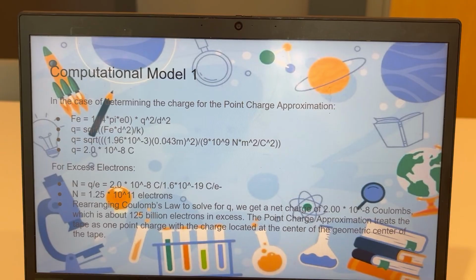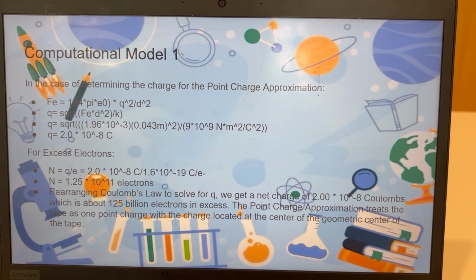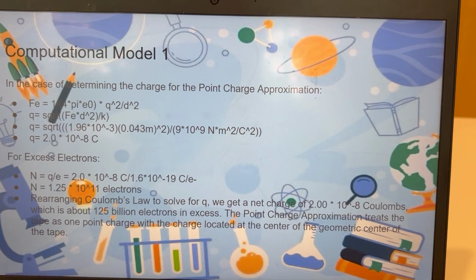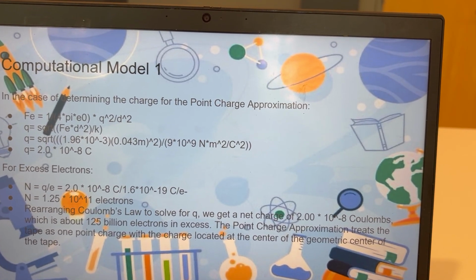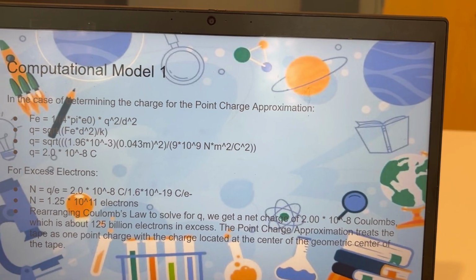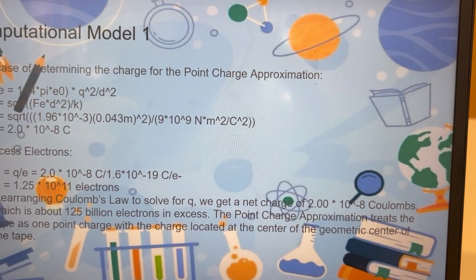For computational model 1, in the case of determining the charge for point charge approximation, Fe is equal to 1 divided by 4 times pi times epsilon naught times q squared divided by d squared, and turns out to be 2 times 10 to the negative 8 C.